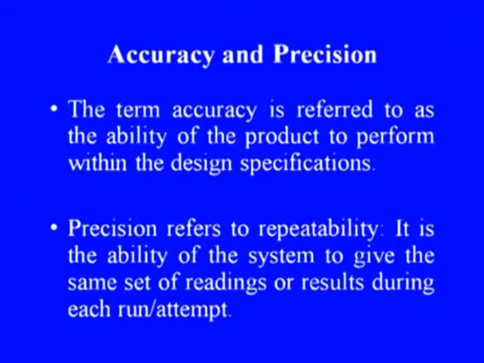Then what are accuracy and precision? The term accuracy refers to the ability of the product to perform within the design specifications, while precision refers to the repeatability. It is the ability of the system to give the same set of readings or results during each run or attempt.